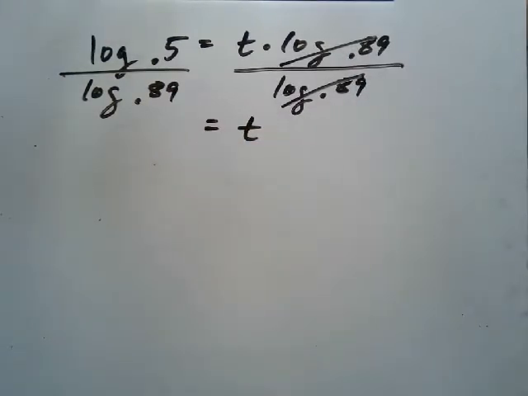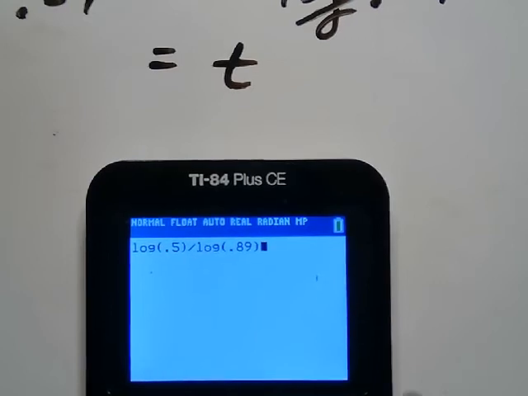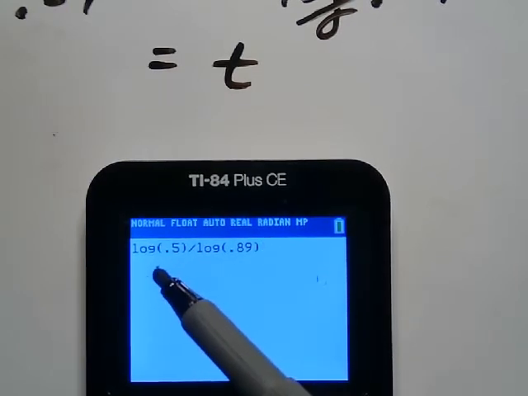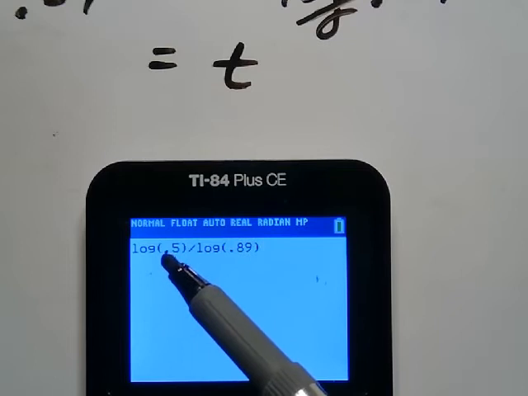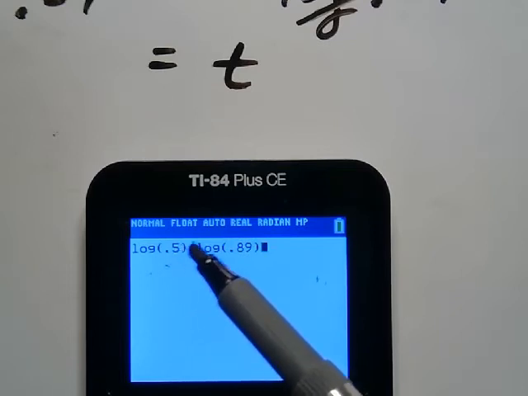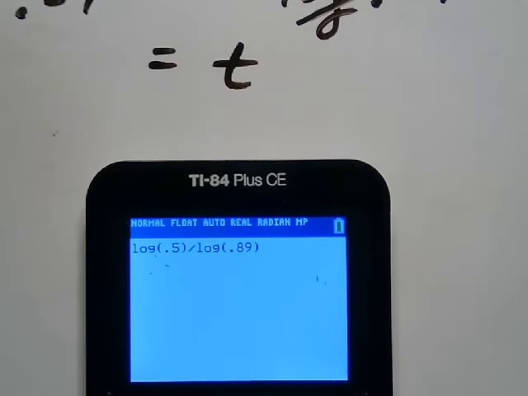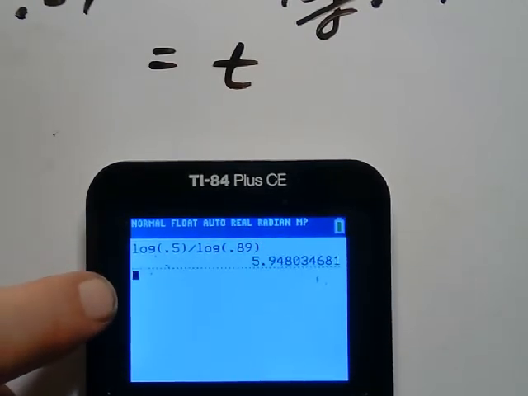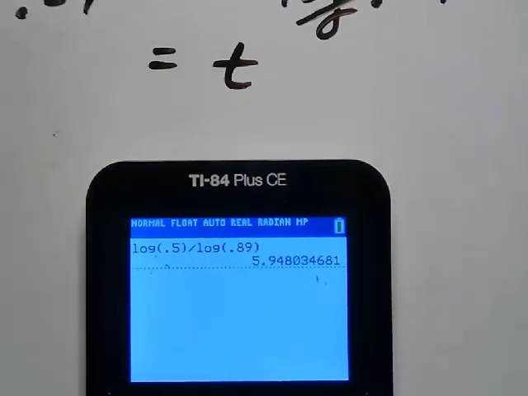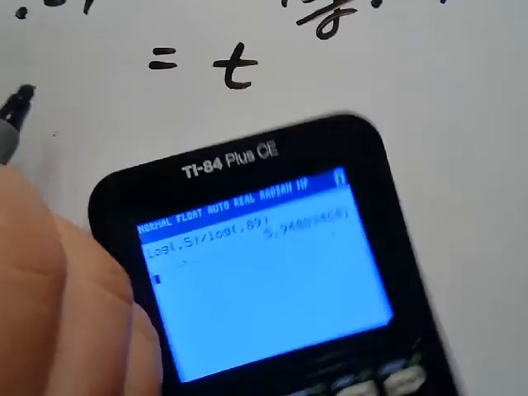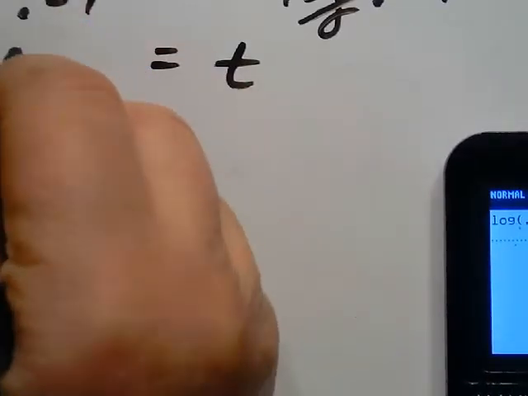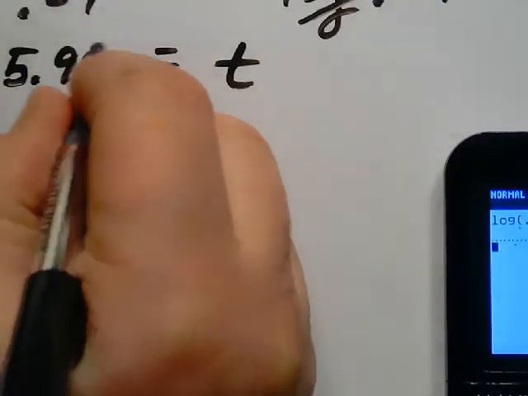Let's use our calculator. All right, I've punched that in. I just want you to notice here that I've closed the parentheses after the 0.5. It opens the parentheses for you when you use the log key, and you've got to close that. If you don't do that, you'll end up with something that's not quite right. And I've done that now. So here we go. The answer I get is about 5.95. So this t is 5.95.